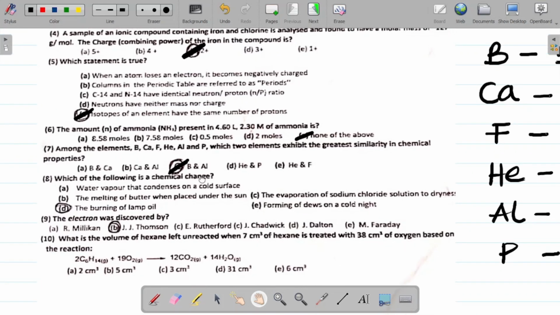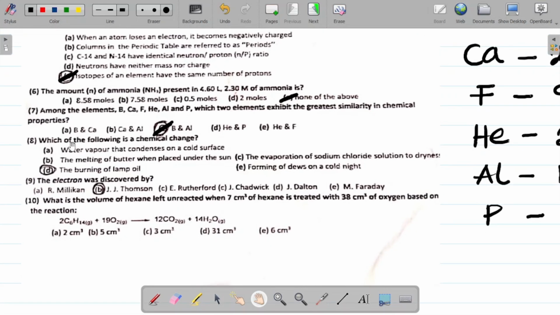So I have this. Question 8. Which of the following is a chemical change? A says water vapor that condenses on a cold surface. Before then, when we say chemical change, we mean a kind of change that is irreversible, a change that cannot be reversed. Water vapor that condenses on a cold surface can be reversed. How? If I heat the water, it will go back to the vapor state. So, it's a physical change.